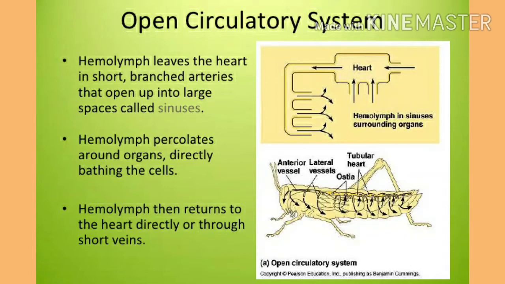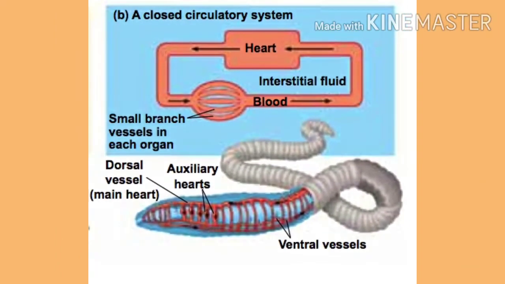In closed circulatory system, the blood pumped by the heart is always circulated through a closed network of blood vessels. This system or pattern is considered to be more advantageous because in closed circulatory system, flow of fluid can be more precisely regulated. The closed circulatory system is present in annelids and chordates.